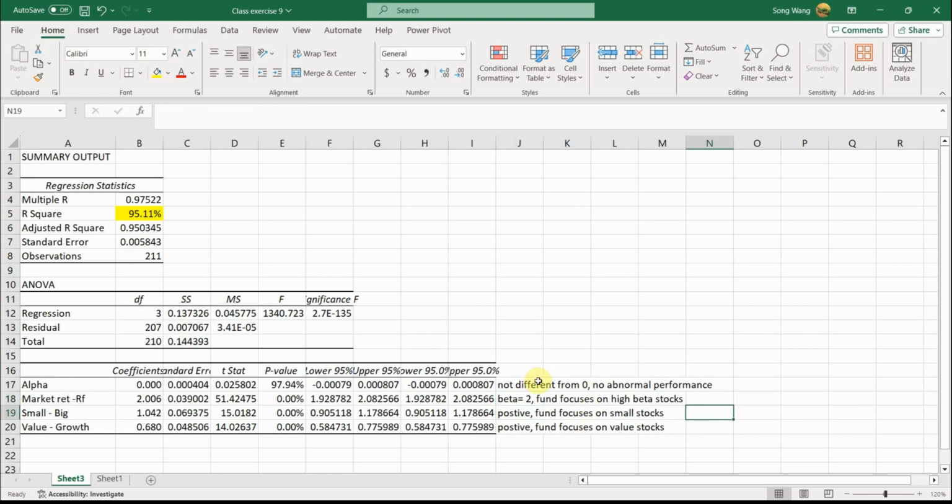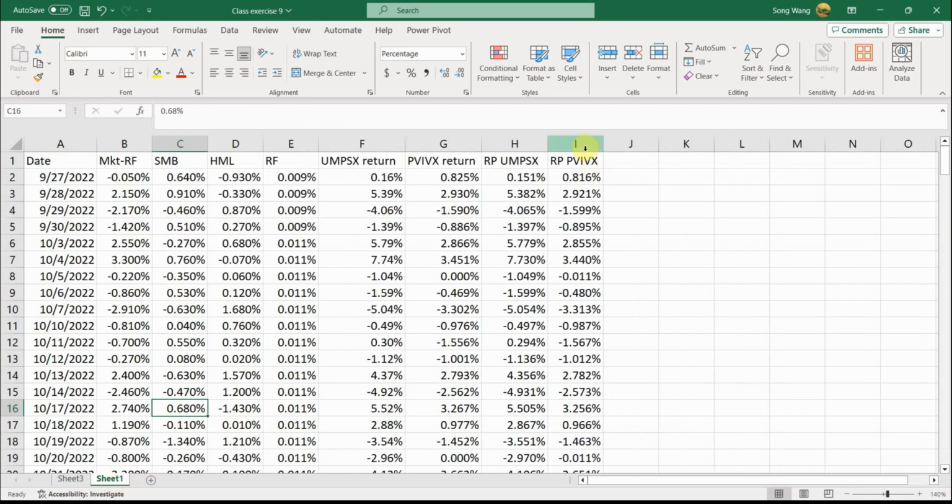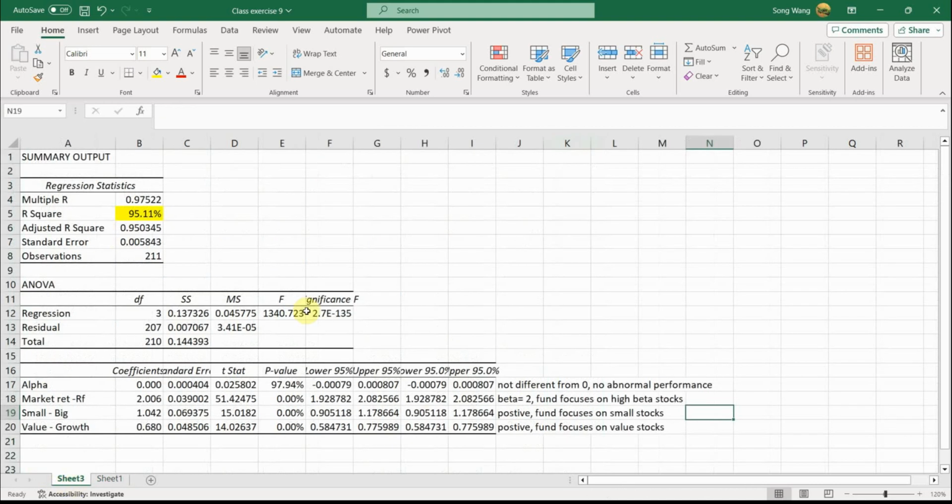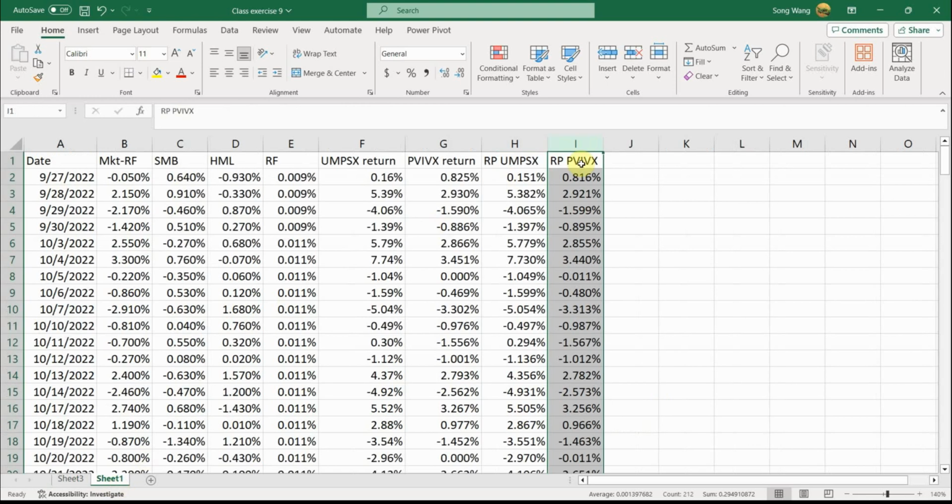Okay, and you're going to do the same analysis for the other mutual fund, and then you're going to do the same explanation as what I did here. So you're going to look at the p-value, and you're going to highlight the coefficients, and you also need to write down the description here. Okay, based on what you see from the regression result on this mutual fund.